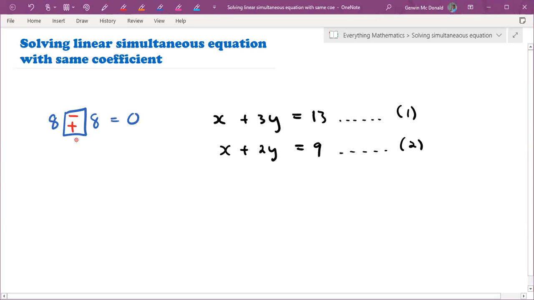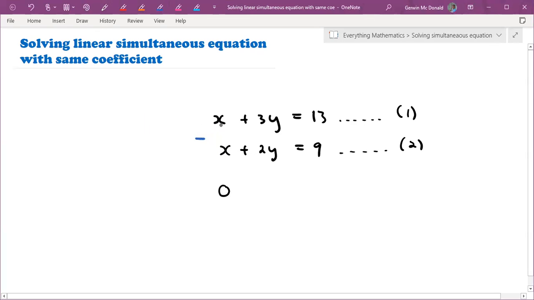We have to choose whether we're adding or subtracting in order to end up with 0. And by 0, in this case, it means we are eliminating one of the unknown terms. So in this case here, we will subtract. Why? Because this x is positive and this x is positive. So if we take away this x from this x here, we will end up with 0, which is what we want.